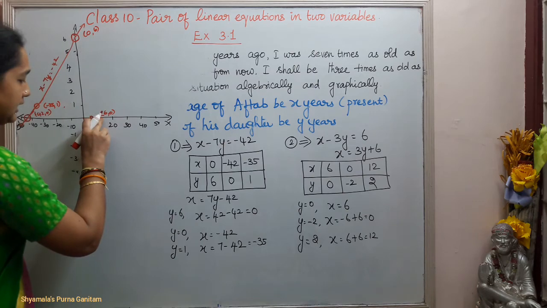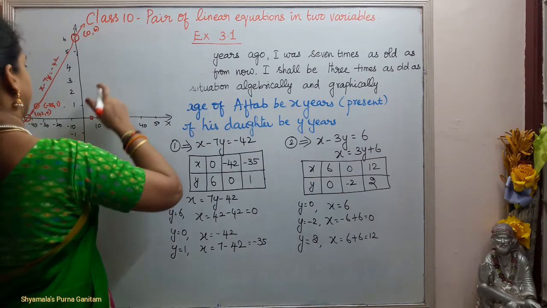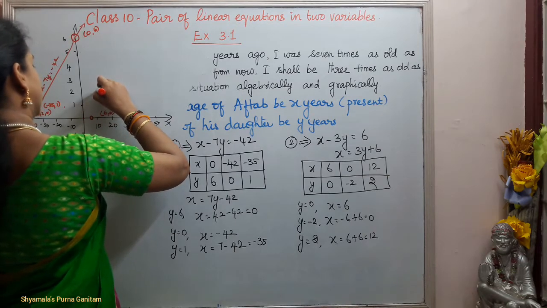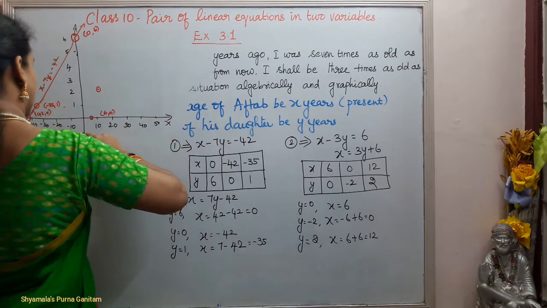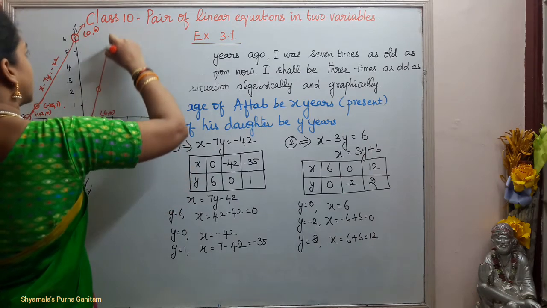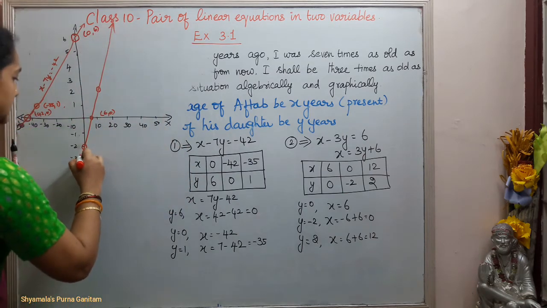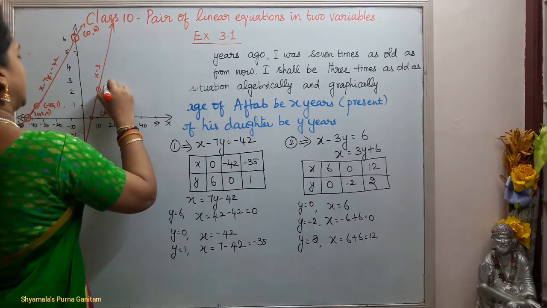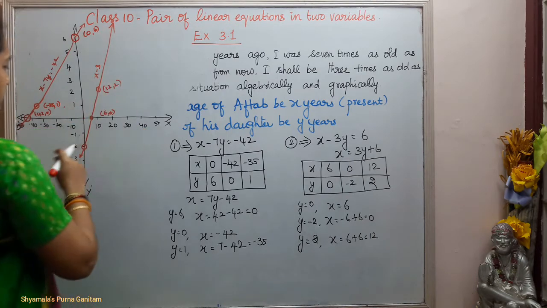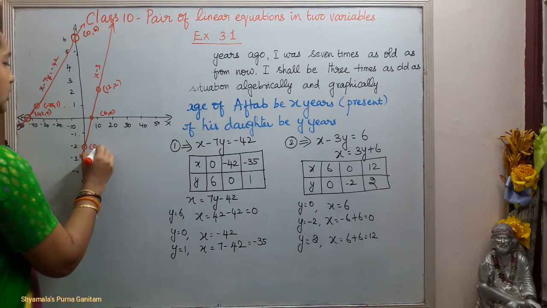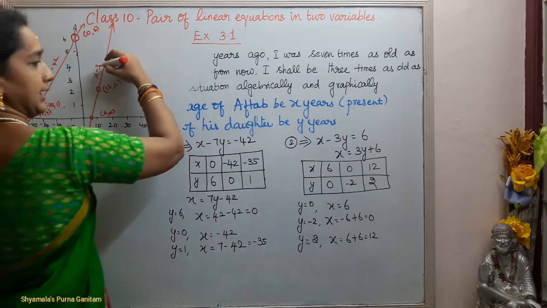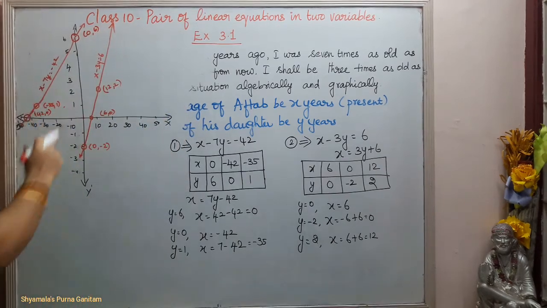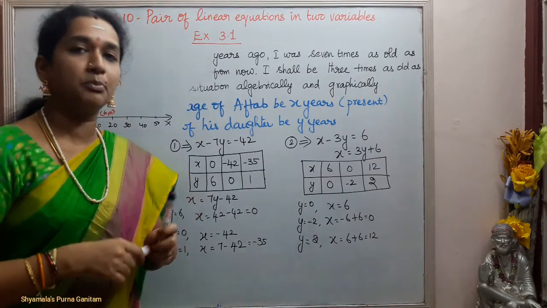So 12 will be here. 12, 2 will be here. This one will be 12. 12, 2 will be at this point. So when we join this, you will get a line like this. So this one is x minus 3y. This point is 12, 2. Okay, so this point is 0, minus 2. When I plot points and make a line, I will get two lines like this.